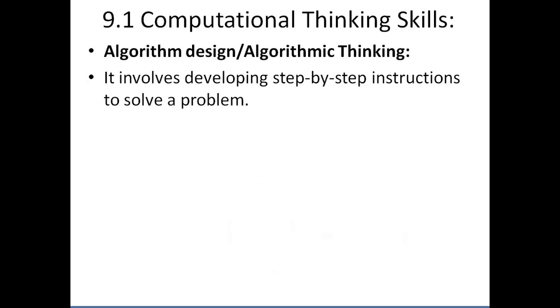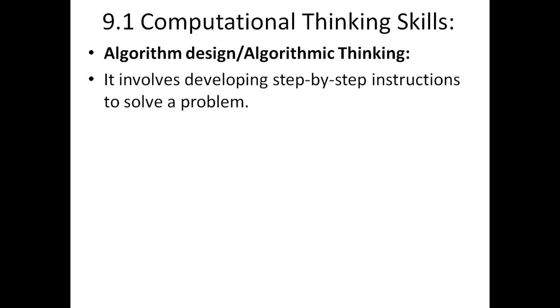Lastly, we have algorithm design or algorithmic thinking. It basically involves developing step-by-step instructions to solve a problem. The algorithmic thinking part basically applies that whenever you encounter a problem, you should think in a logical way and think about what steps you can take to solve the problem, or how you can break it down so that it ultimately gets solved. Overall, this part is totally concerned with how you can write your algorithms, which would be further discussed in section 9.2.